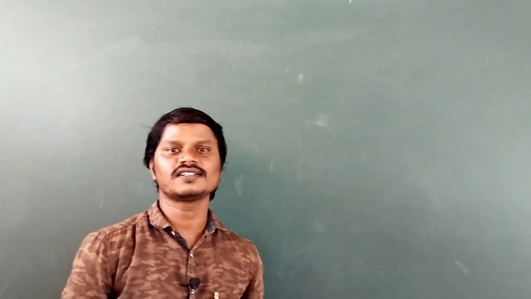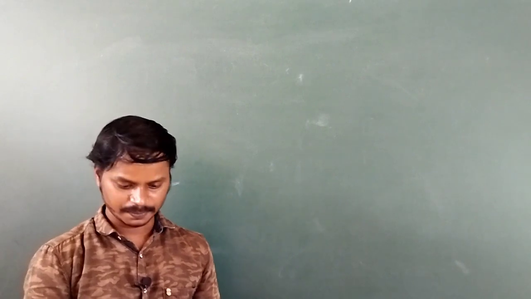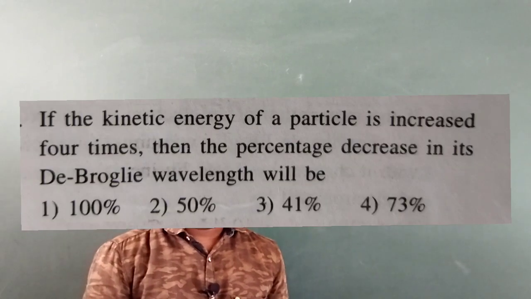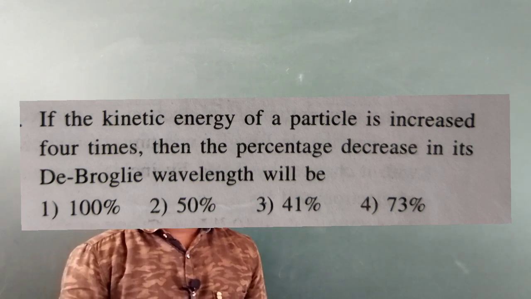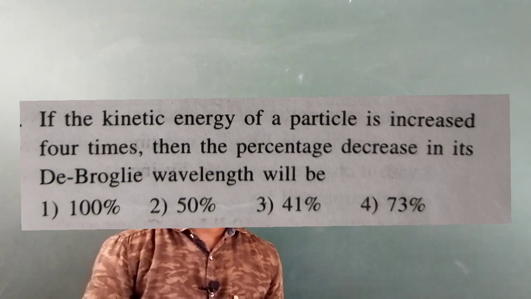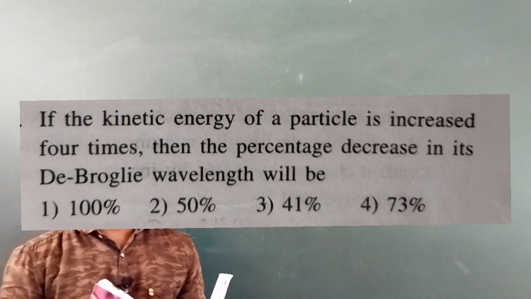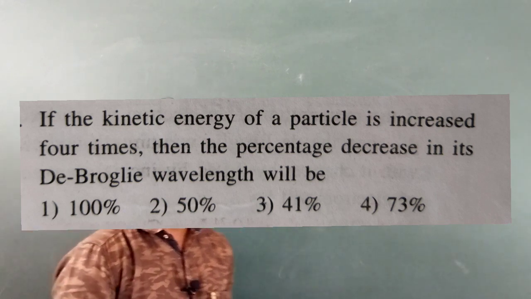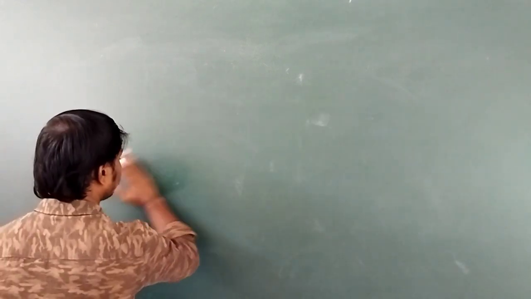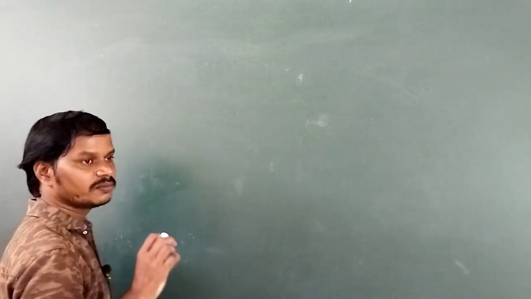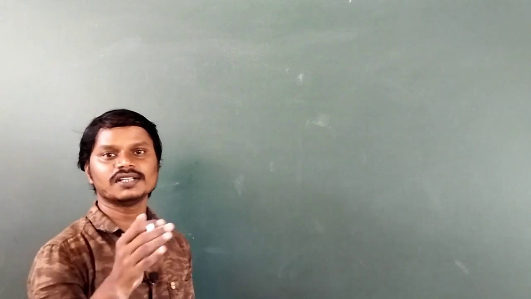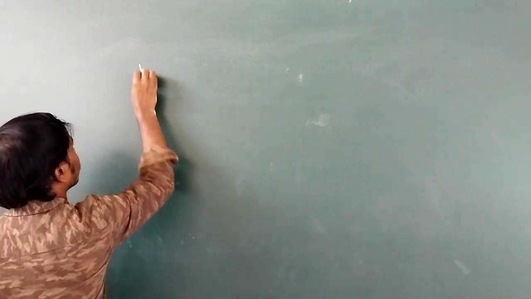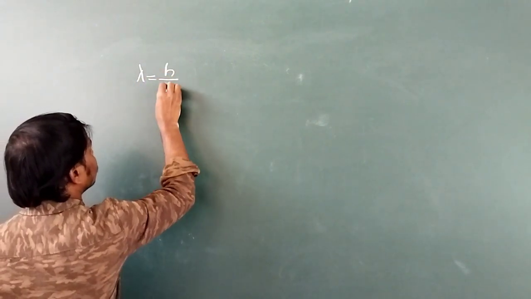So next question, that is related to de Broglie wavelength. If the kinetic energy of a particle is increased 4 times, then the percentage decrease in its de Broglie wavelength will be. Means we have to find the percentage decrease in de Broglie wavelength here. So what is the relation between the wavelength and momentum? The relation is lambda is equal to h by p.